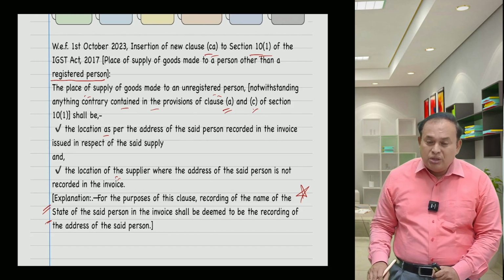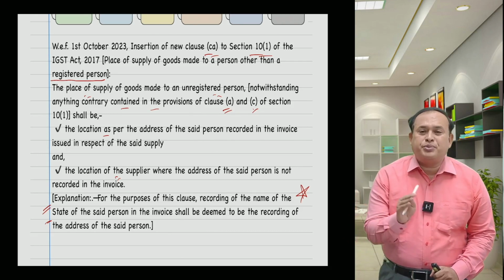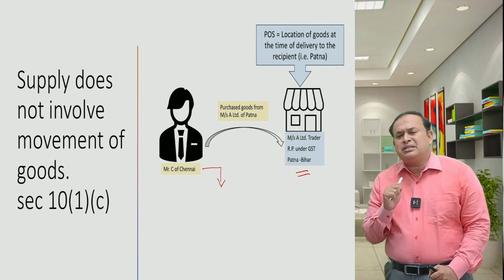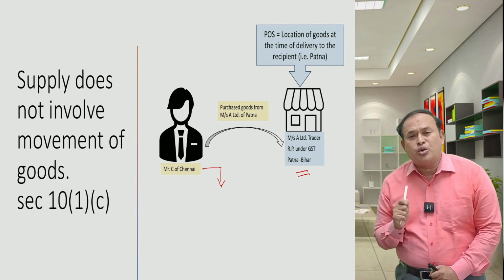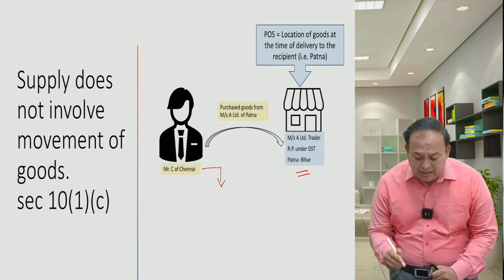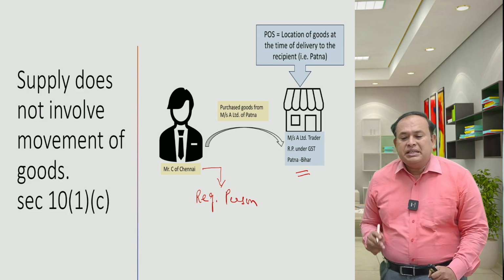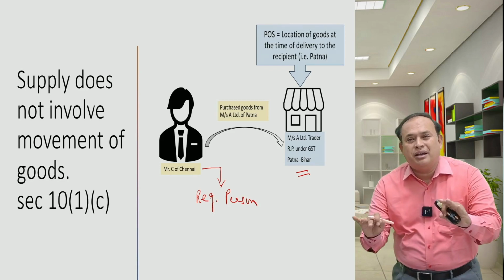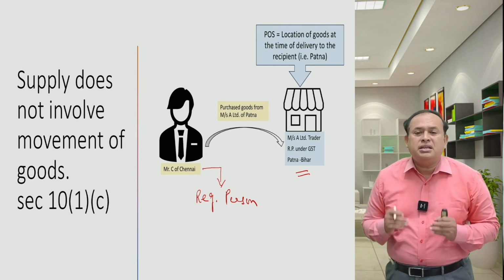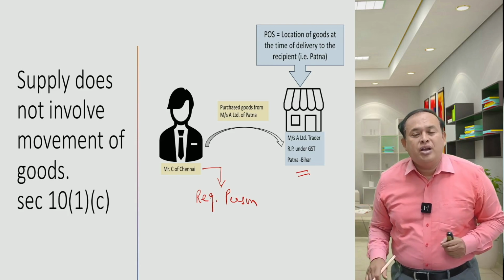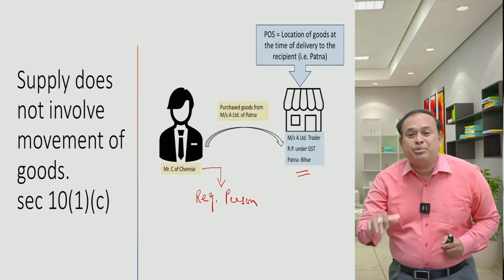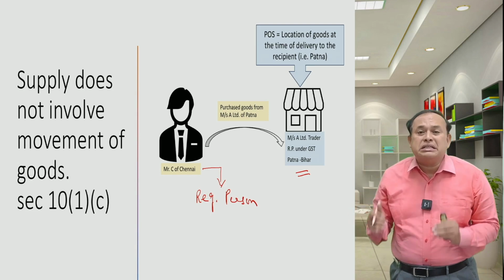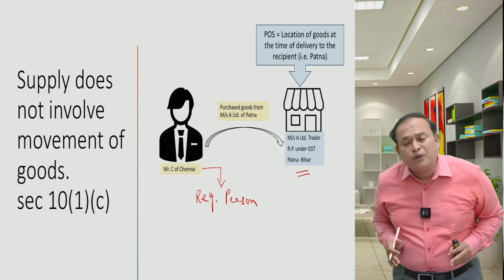This is an amended provision. Now, I am bringing this here under section 10, subsection 1, clause C. Generally, section 10.1c applies from 1st October 2023 onwards if Mr. C of Chennai is a registered person under GST. If Mr. C of Chennai is an unregistered person, section 10.1 clause C will disappear and section 10, subsection 1, clause CA is going to appear. Accordingly, the place of supply goes to the location of the recipient if the recipient address is available in the bill. If not, the recipient state mentioned in the bill is taken as the address of the recipient. Therefore, that is the place of supply.